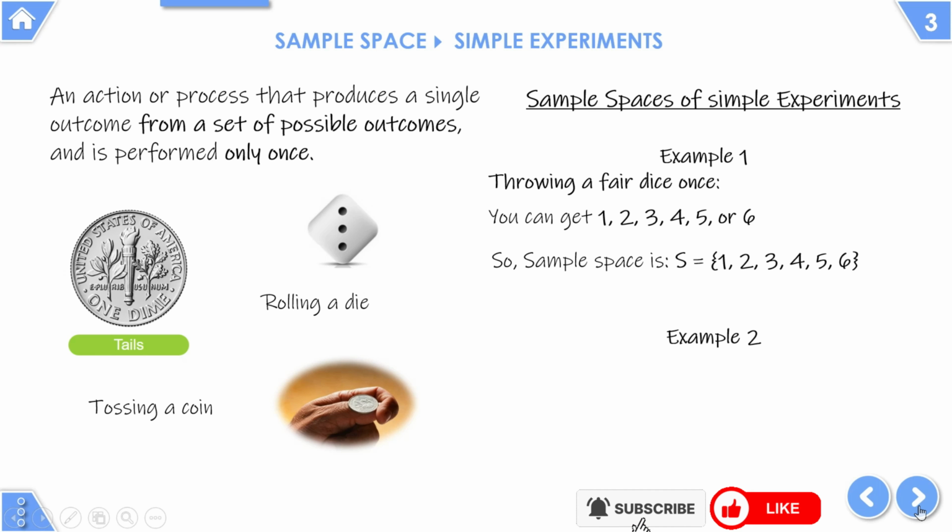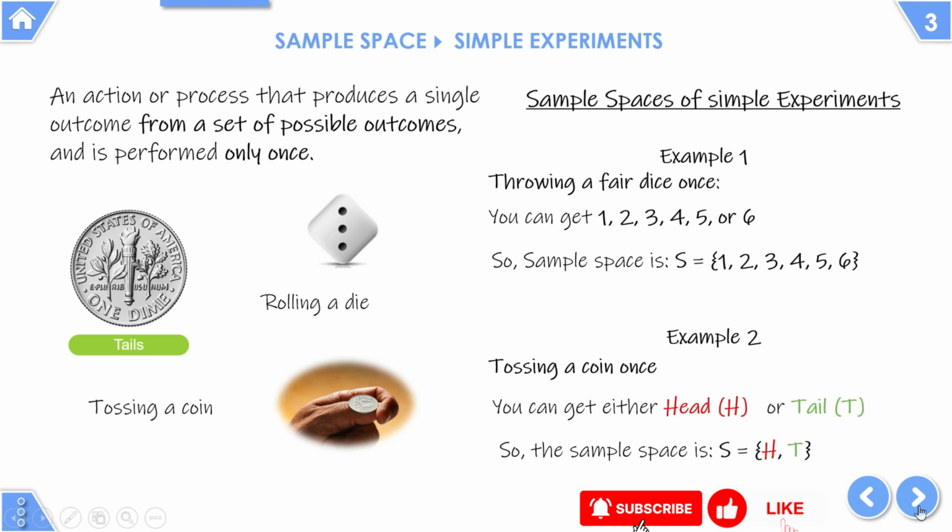And then we go to example 2 of our simple experiment: tossing a coin. In tossing a coin, you either get a head or a tail. The sample space for tossing a coin will therefore be head, tail, or H and T, signifying head and tail. Now, let's look at the other two examples.